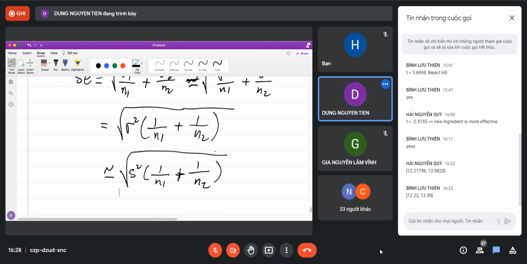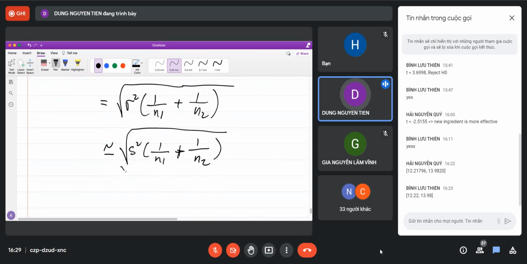Is it okay? And now I will denote by SE this value. This is the estimated standard error, okay?